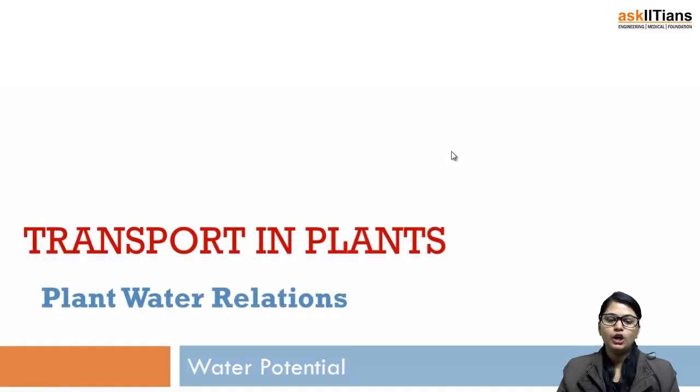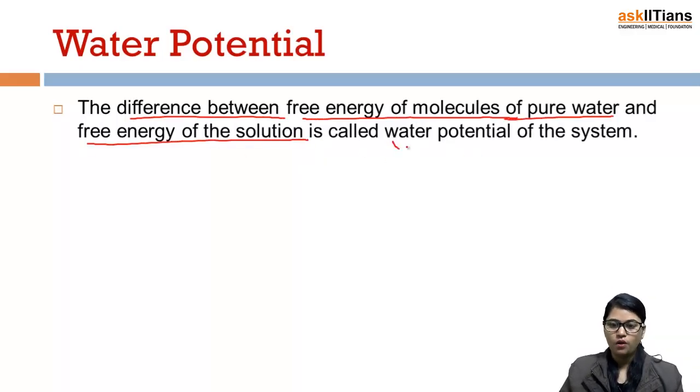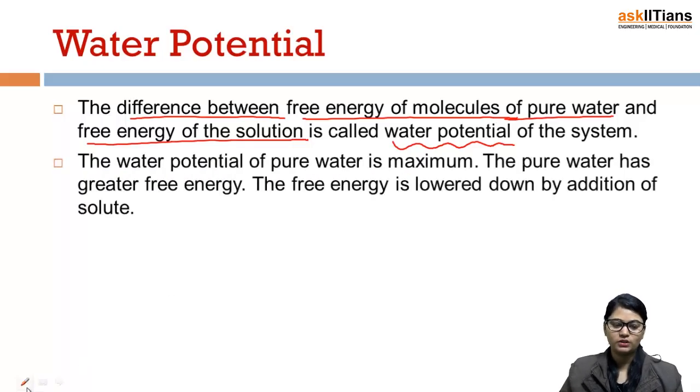Transport in plants: we are undergoing plant-water relations, and now water potential. Water potential is the difference between the free energy of molecules of pure water and the free energy of the solution. Just remember, the difference between the free energy of molecules of pure water and the free energy of the solution is called the water potential of the system. The water potential of pure water is maximum. Normally, the free energy will be maximum.